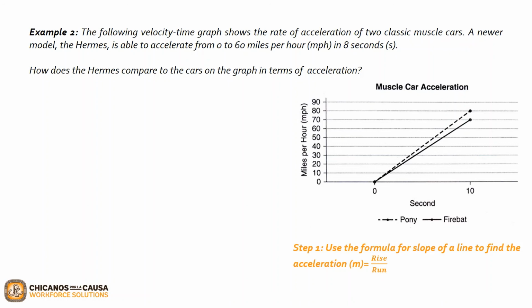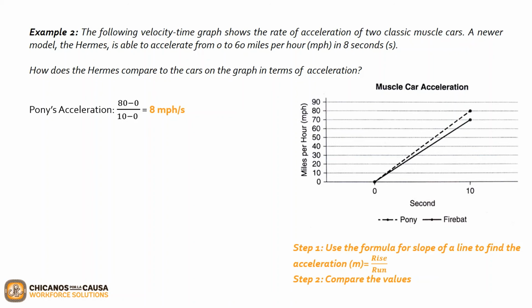Step 2, we are then going to compare the values to determine which one actually compares. So looking at our graph, we can see that the pony's acceleration is going to be 80 over 10. So how do we determine this? So the rise, that means kind of the slope of the line.